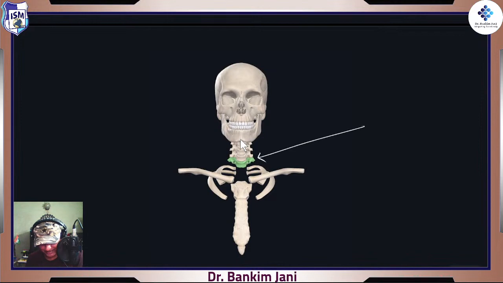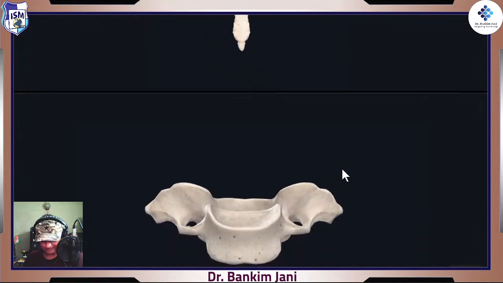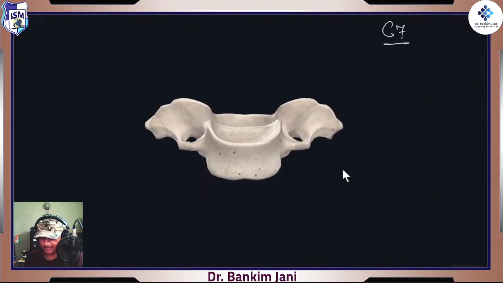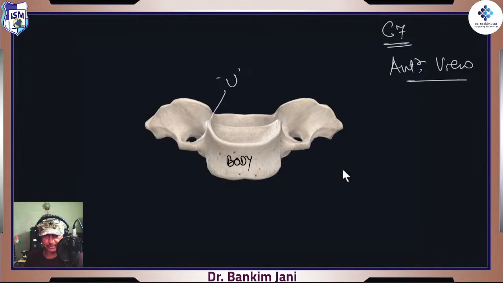Okay, so here it is, our C7, right? C7, that's what we'll now isolate. So here it is, C7. Now this C7, which view is this? Immediately you'll see that this is the body, right? We are watching the body. So that means this is the anterior view. You are right. This is the anterior view, right? So there is the uncinate process, U sufficient, right? That's the uncinate process. And these are the foramen transversarium. This is the transverse process, right? And all the structures accordingly, right?